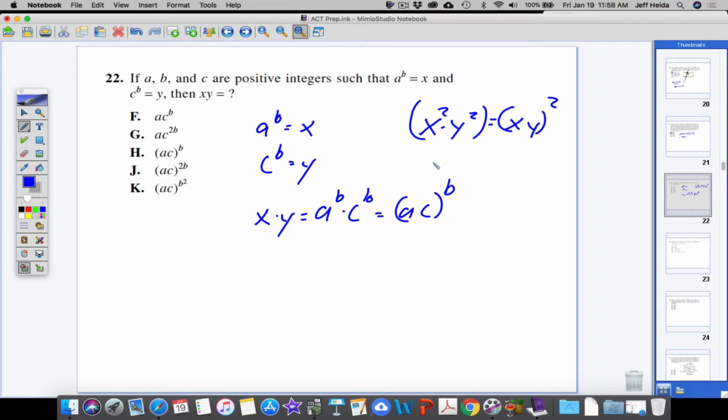Because x squared times y squared, you could write that as xy times xy, right? x times x times y times y. And then you could write xy times xy as xy squared. So that is how you would answer this question. It's ac quantity to the b. So 22, the answer is H.